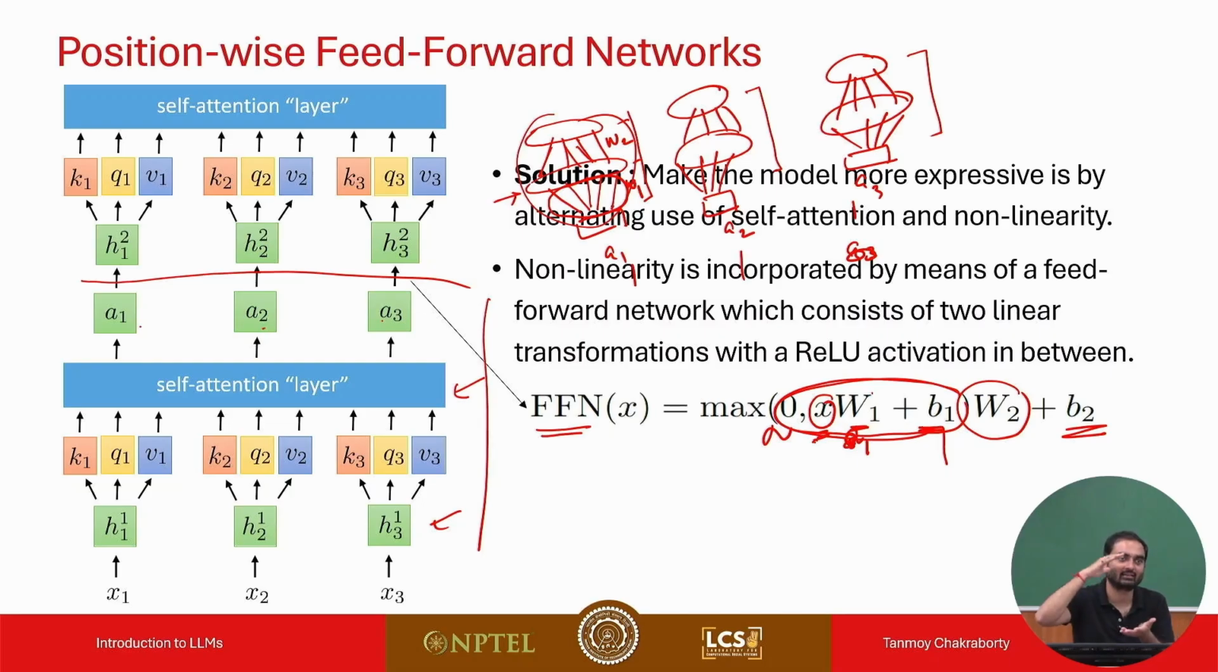The actual processing happens in the feed-forward network. You fetch information from memory and you do some processing. Again, you fetch information from memory, you do processing.